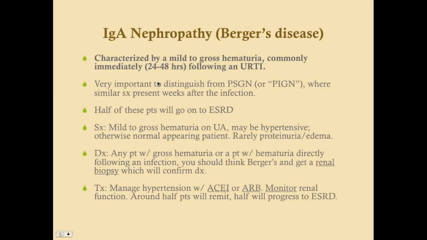cases where we have a recent infection and mild to gross hematuria and urinalysis, because the prognosis can be so bleak for these patients. So anytime we even consider that Berger's disease is a possibility, we're going to need to get a renal biopsy to confirm the diagnosis. And so as far as managing the symptoms, we're just going to manage it with ACE inhibitors and angiotensin receptor blockers, and we monitor these patients usually in the hospital. Around half of the patients will remit, and about half will progress to end-stage renal disease.